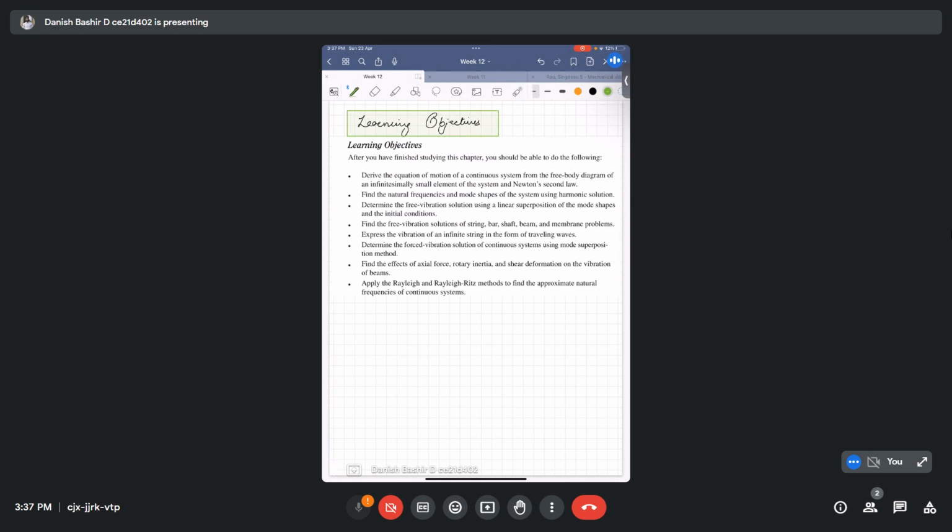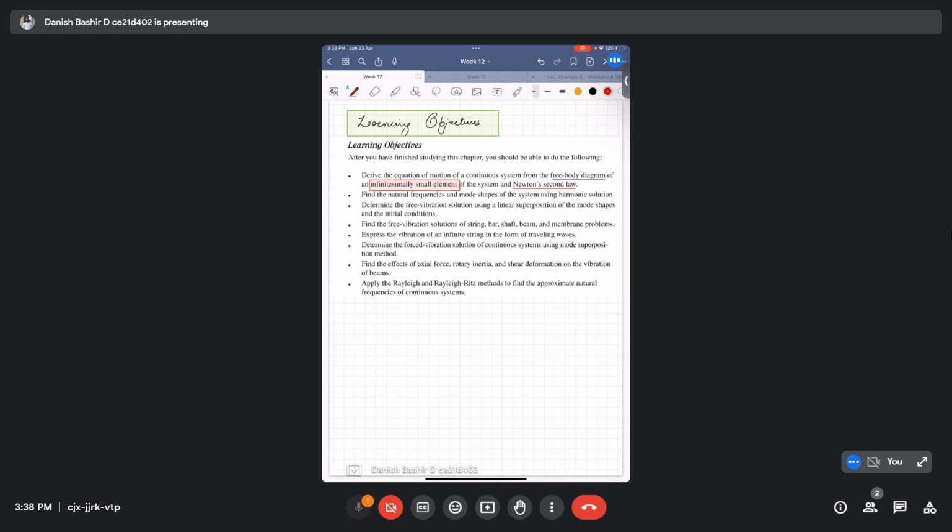So what will we be doing? For example, we are having a continuous beam, a continuous string, a continuous shaft. We will discretize the system into an infinitesimal number of elements, take a single element, draw the free body diagram for that element, and use Newton's second law of motion to derive the equation of motion. So we are taking only an infinitesimal small element in our continuous system, and using Newton's second law of motion along with the free body diagram concept, we will be deriving the equation of motion.